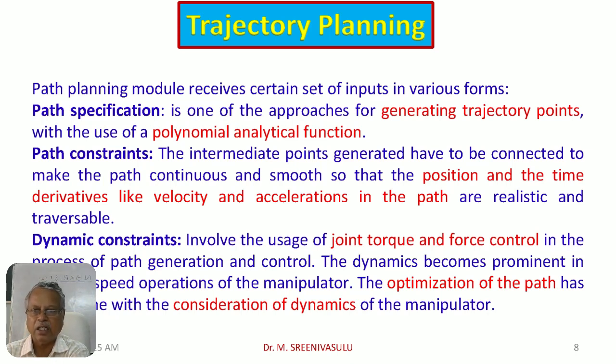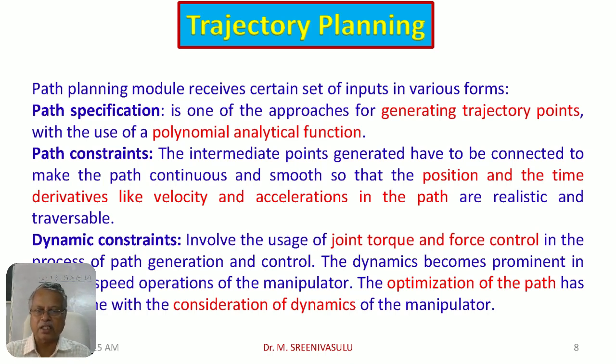Let's say under path specification, generating trajectory points. Once you have them, there should be a polynomial function using which you are going to analytically link them up. Then path constraints, where we refer to derivatives of velocities and accelerations. These are important to take care of the jerk, whatever might come across. Once you have jerk in a considerable quantity, then the movement is not going to be smooth. It's going to be oscillatory. So that is how things are.